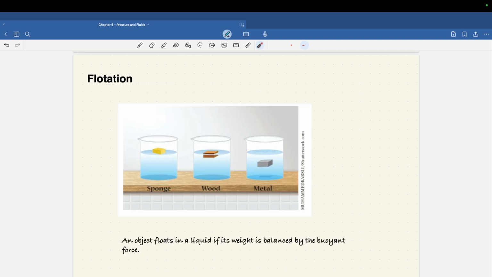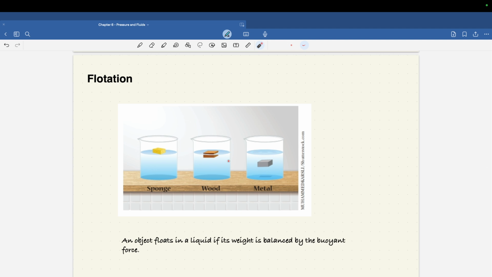All right, I already did speak about flotation. You can see that a sponge floats in water, a piece of wood floats in water, but you can see the difference. The sponge floats with just a tiny part underwater, see? But the wood floats with more submerged. Metal cannot float.